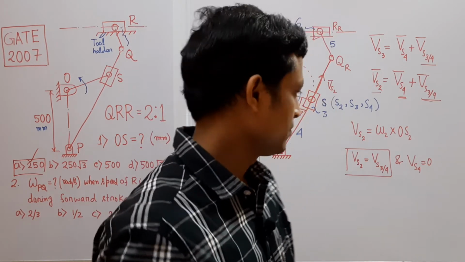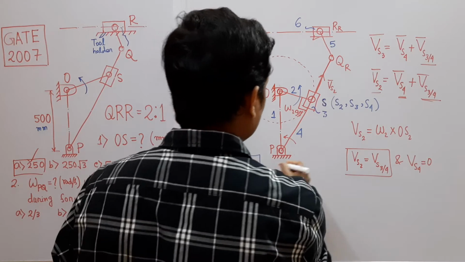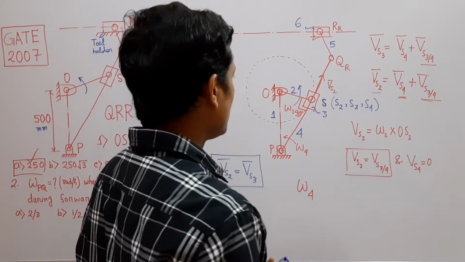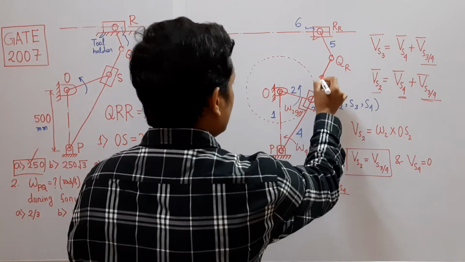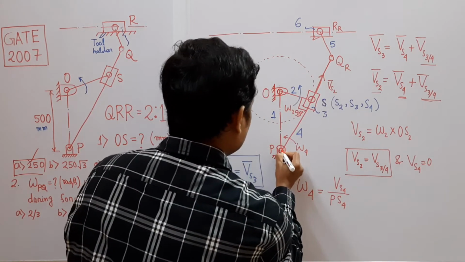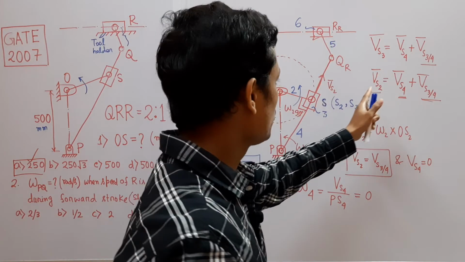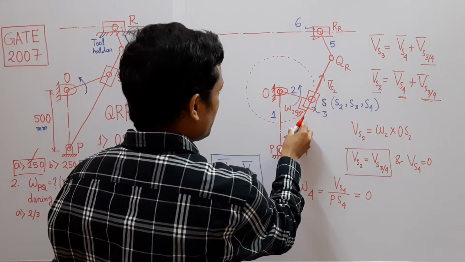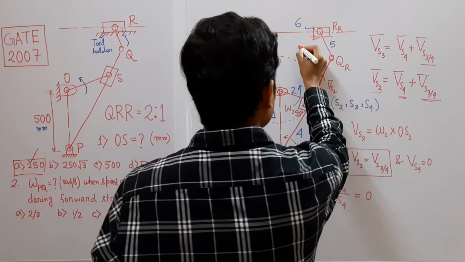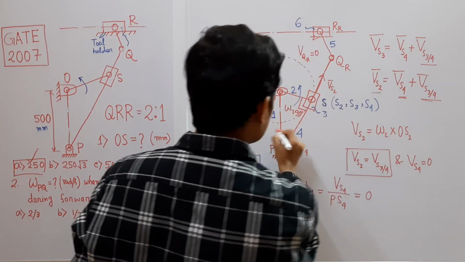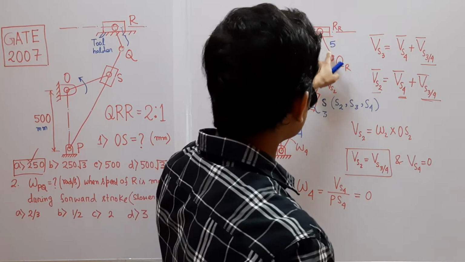As Vs4 is 0, what is omega 4? That is, omega 4 is the rotational speed of link number 4, that is Vs4 by PS4, this length PS4. So that is 0. So at this instant, when the slider is at extreme rightmost position, the angular speed of PQ is 0. So what is the velocity of point QR? The velocity at point QR is 0, as this has no angular movement. Now QR and RR is also on link number 5.